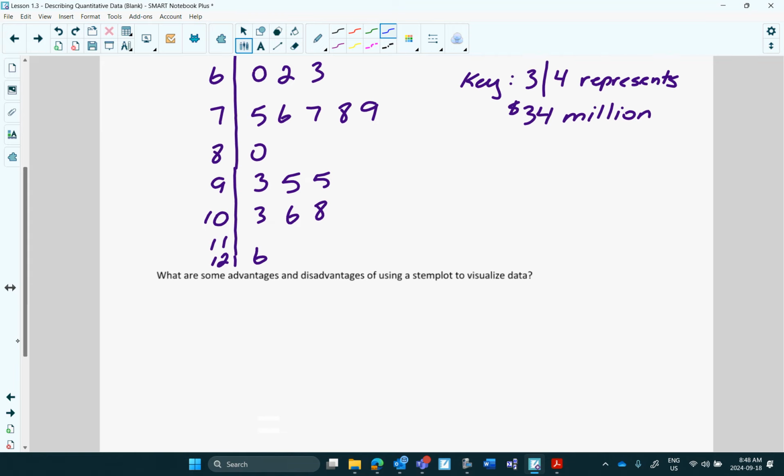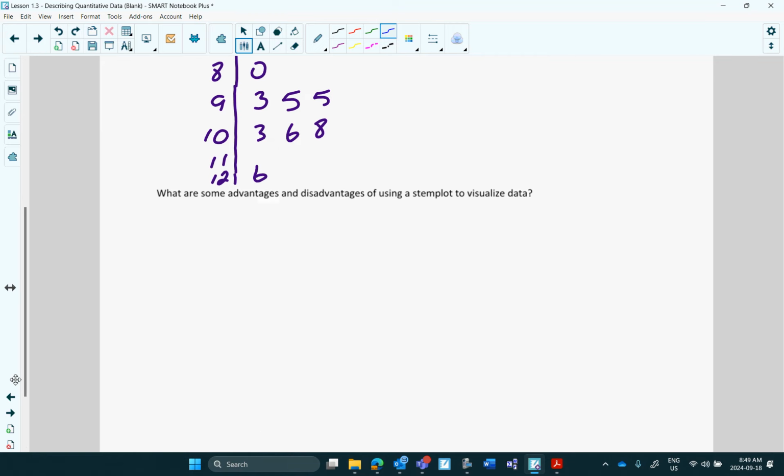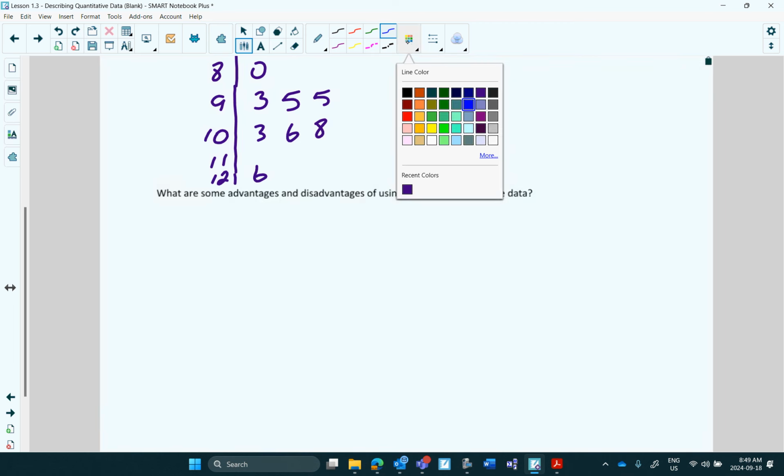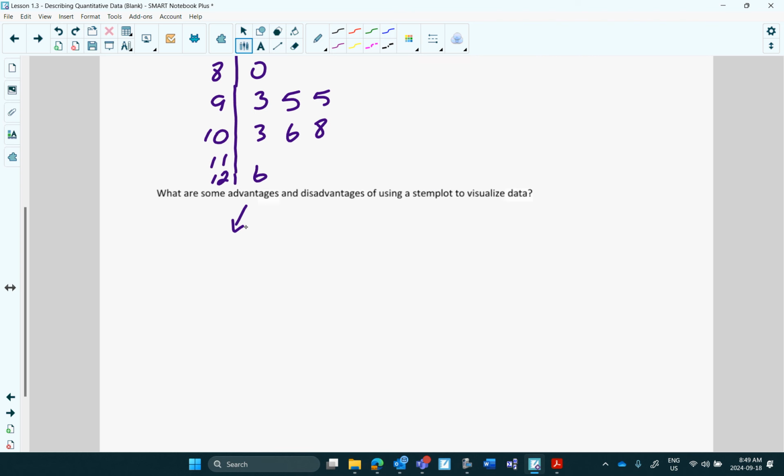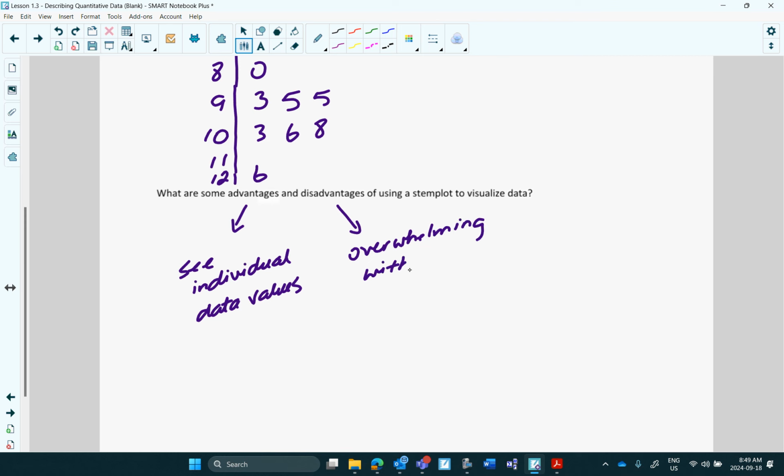Advantages and disadvantages of stem plots are the same as with dot plots. We see individual data values. But if there's too many data values, it can get quite overwhelming.